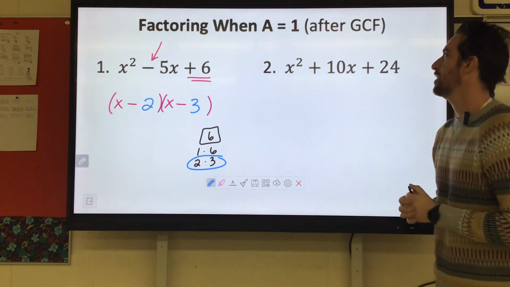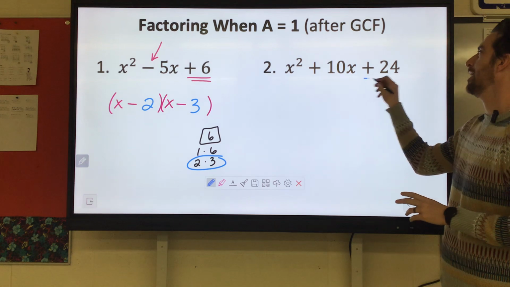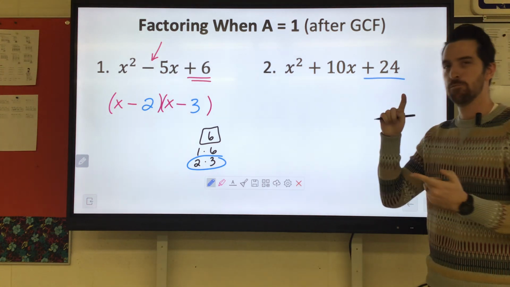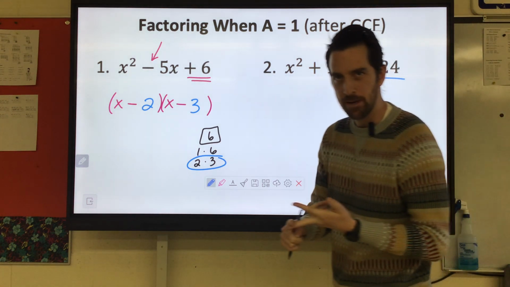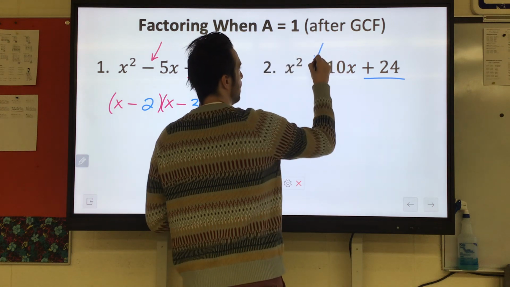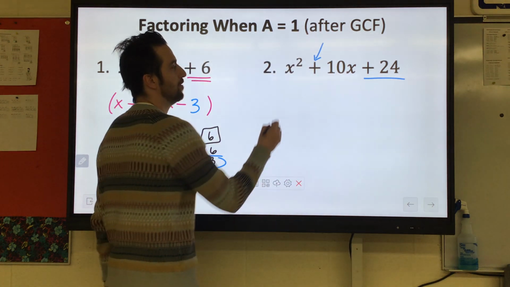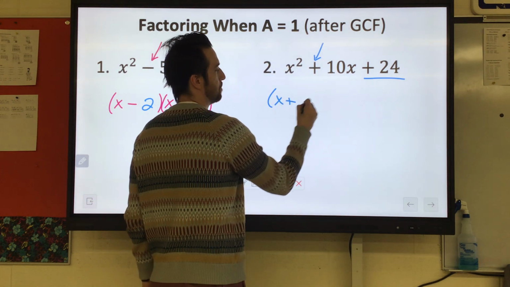All right, let's take a look at number 2. x squared plus 10x plus 24. Again, it ends in plus. So they have to both be plus, or they have to both be minus. But if they add up to positive 10, that means on this one they would have to both be plus.